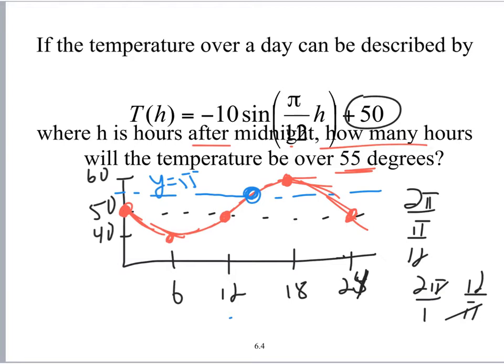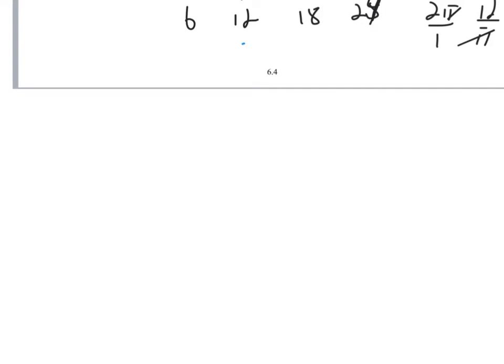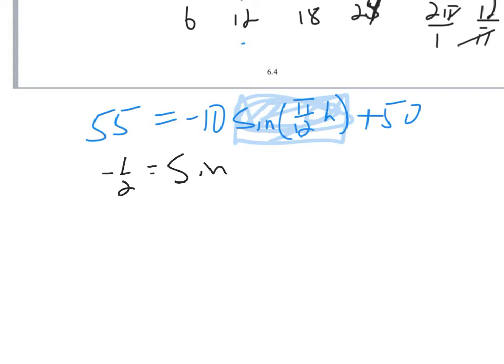So how do we do this algebraically? We're going to solve this equation: 55 equals negative 10 times the sine of pi over 12 h, I guess we could use t, plus 50. I want to isolate the sine part, this piece right here. So I'm going to subtract 50, and divide by negative 10. So 5 divided by negative 10 is negative 1/2, which equals the sine of pi over 12 h.